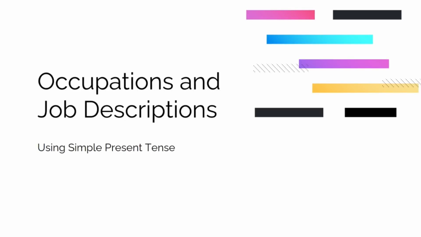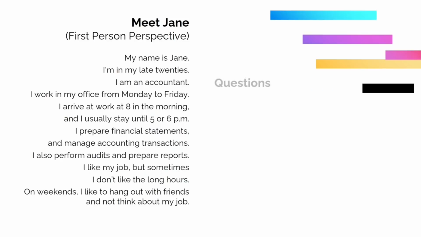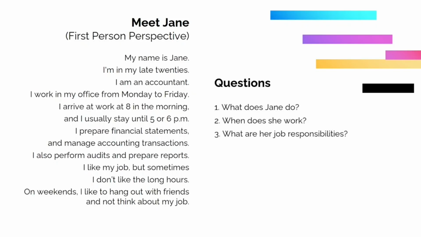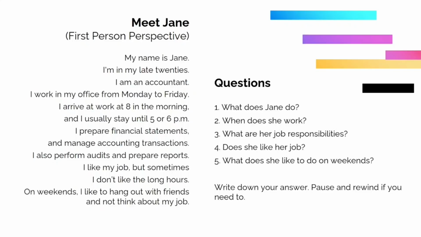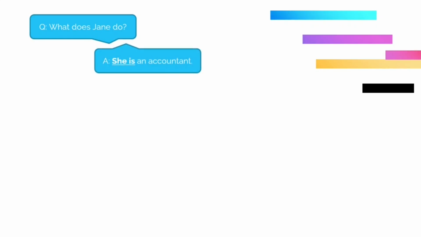I hope you enjoyed that clip and was able to find the answers for the questions posted. Here again is the passage in its entirety as well as the 5 questions regarding the passage. You are most welcome to pause and rewind anytime that you need to. We are going to move on to the second phase, which is answering those questions. The first question was, what does Jane do? The answer, she is an accountant.